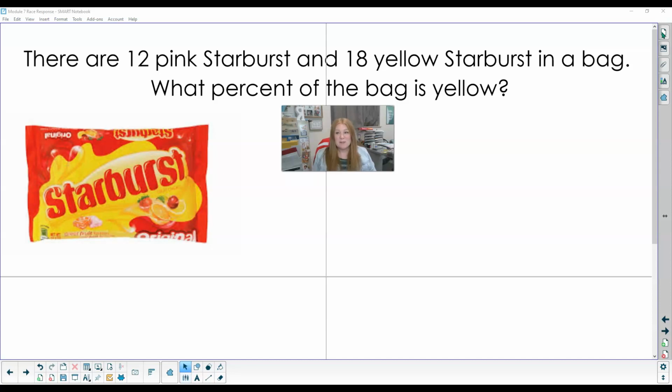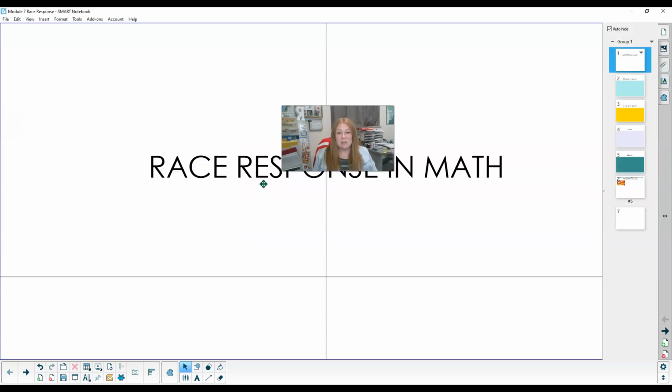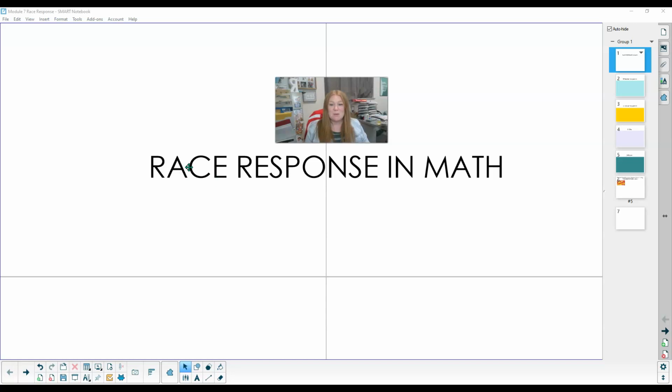For our RACE response, we are going to be using this problem about 12 pink Starbursts and 18 yellow Starbursts that are in a bag, and we need to find the percentage of yellow. So just a reminder, we want to use that RACE response, which in math is just a little bit different than your language arts class.